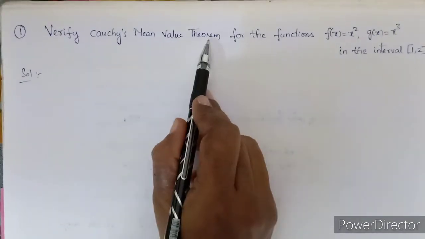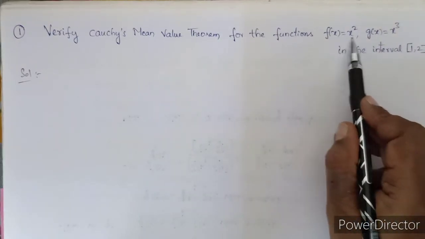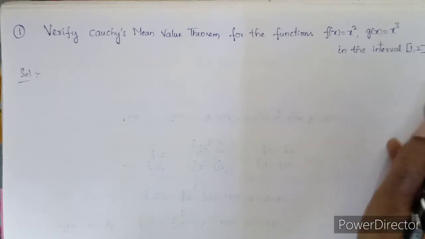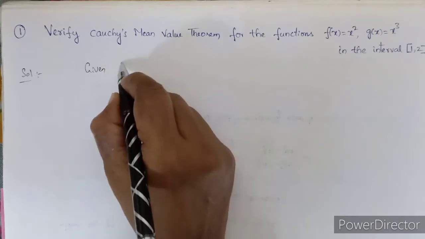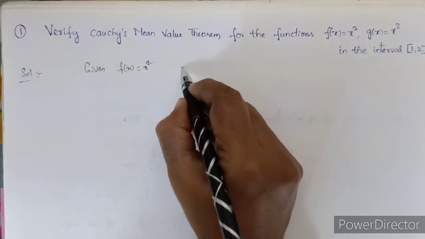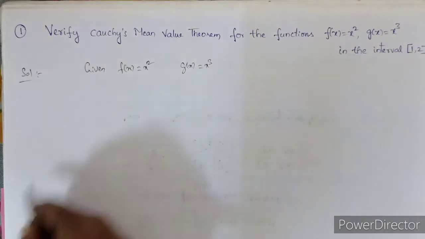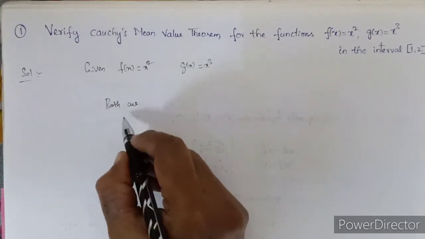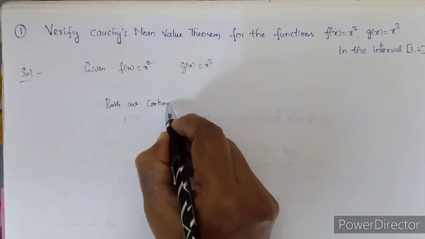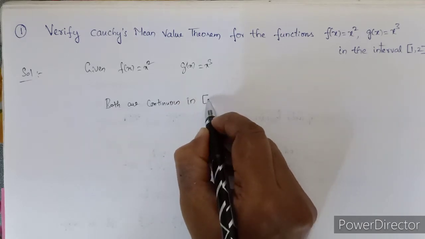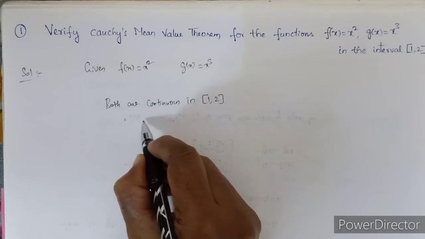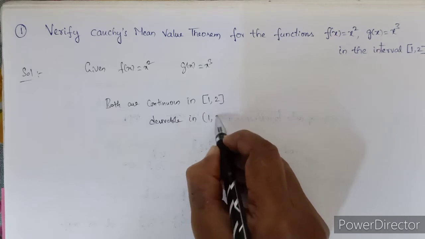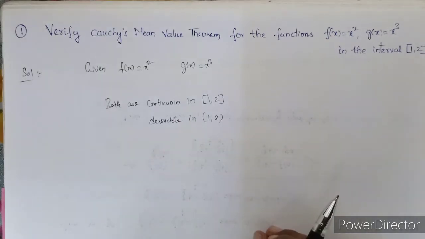Verify Cauchy mean value theorem for the functions f of x is equal to x square and g of x is equal to x cube in the closed interval 1 comma 2. Given f of x is equal to x square and g of x is equal to x cube. Both are polynomial functions. Therefore, obviously they are continuous in the closed interval 1 comma 2. Both are derivable or differentiable in the open interval 1 comma 2. These are the two conditions of Cauchy mean value theorem.